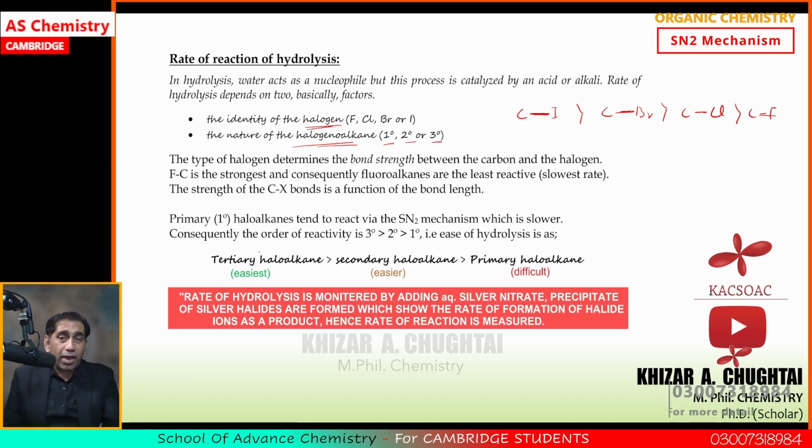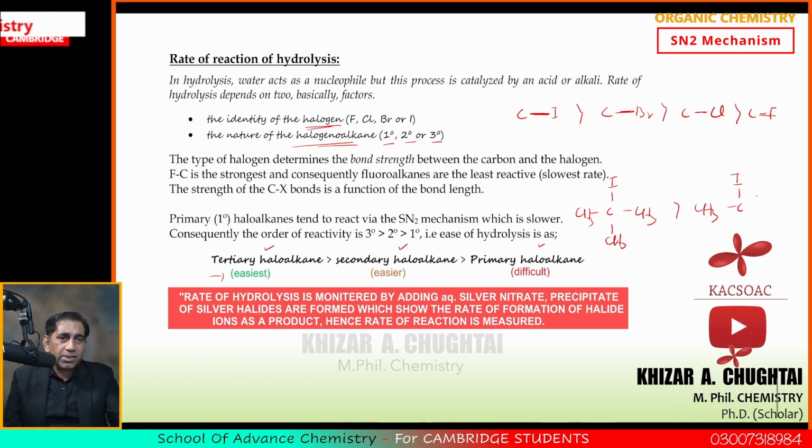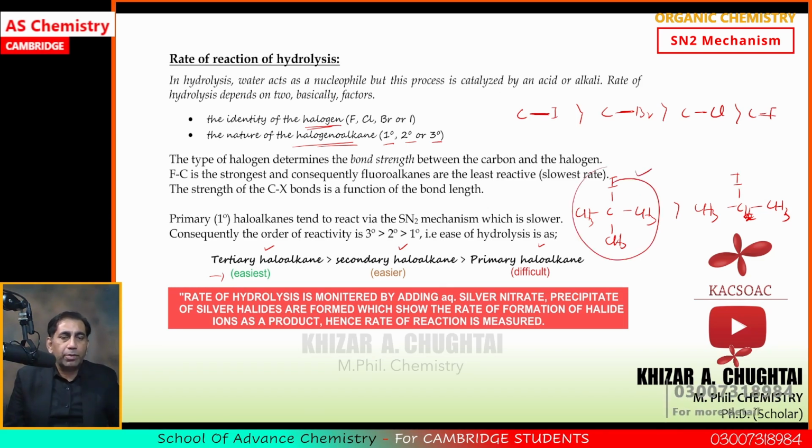The next thing is whether you have a tertiary haloalkane, or secondary or primary. Suppose this is a tertiary haloalkane, and this carbon is attached to iodine, and I'm going to compare it with this secondary haloalkane. Again, it has the same halogen, iodine. Which one is going to be easier? Obviously, the bond energy is the same in both cases, and this tertiary haloalkane is going to be easier.